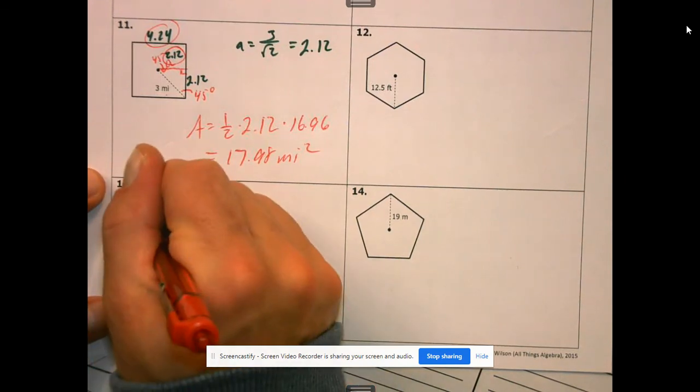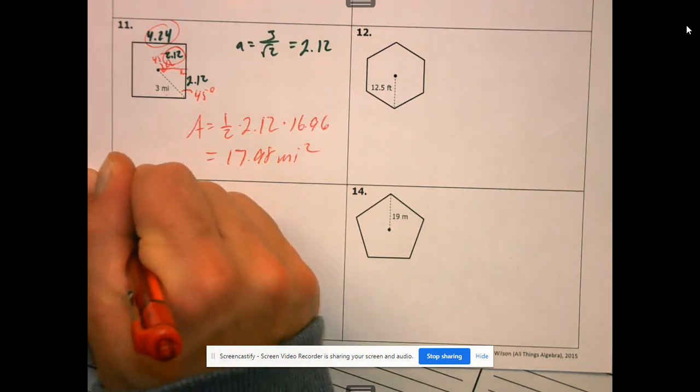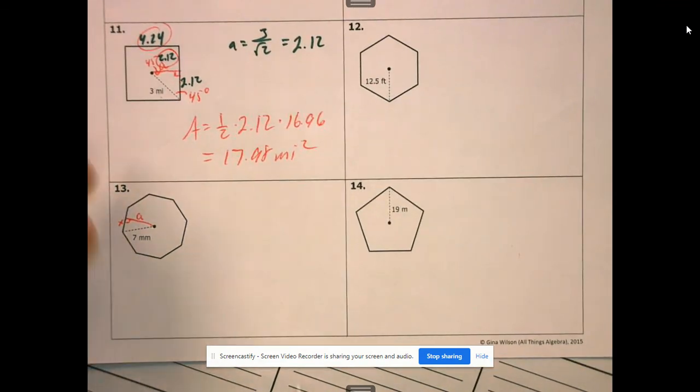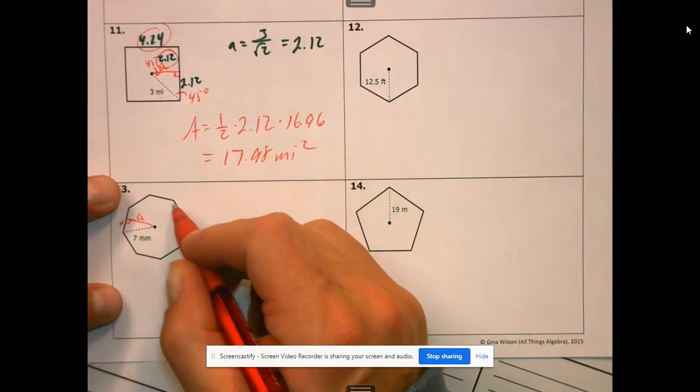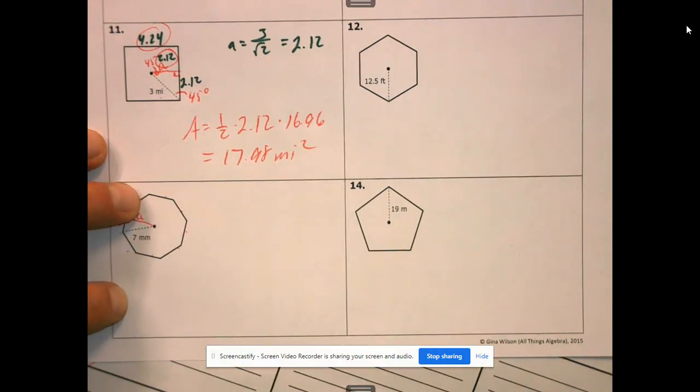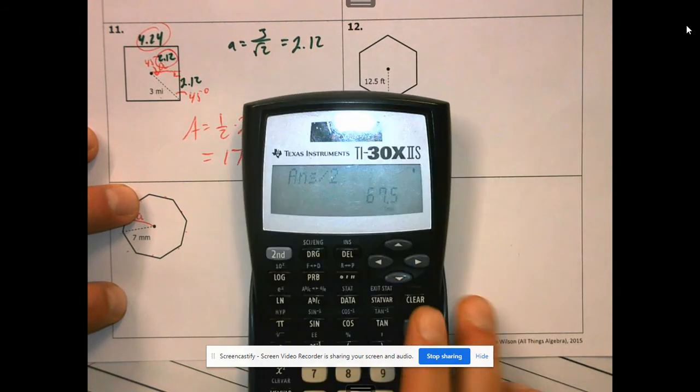We are missing the apothem, and we're also missing part of our little perimeter piece, right? All right, we have an octagon. 1, 2, 3, 4, 5, 6, 7, 8. We did an octagon up top, but we'll walk you through it one more time.